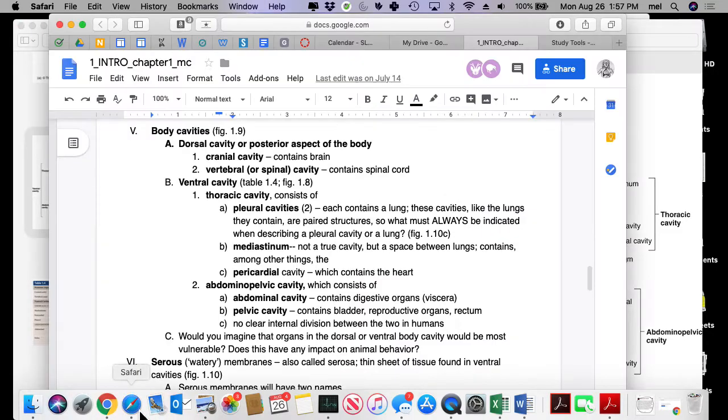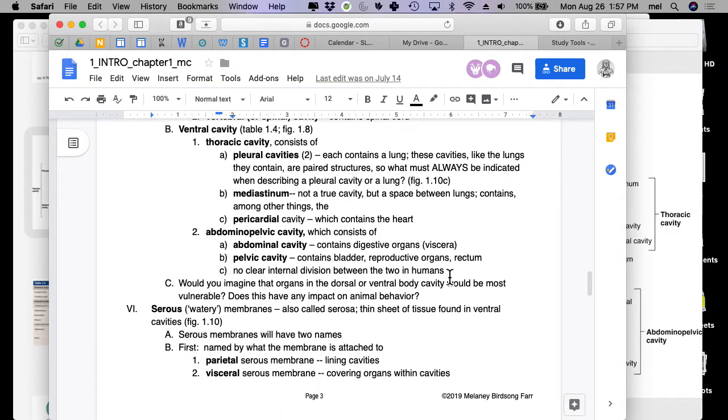Now we're going to be able to address, well, actually one more thing, and then we'll address her question. Okay, so animal behavior and human behavior. Which organs are more vulnerable, the organs in the ventral body cavity or the organs in the dorsal body cavity? Ventral. And why? Because there's far less bone around it. Even the ribs have spaces between them.